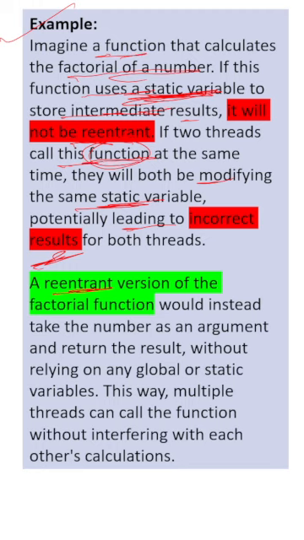And what is the re-entrant version of the factorial function? It takes the number as an argument instead of using the static variable, so it will return the correct result without interfering with any global or static variable. If we give it an argument, then it will be the re-entrant version of the factorial function, or you can say a re-entrant program. This way multiple users can call the function without interfering with others' calculations.